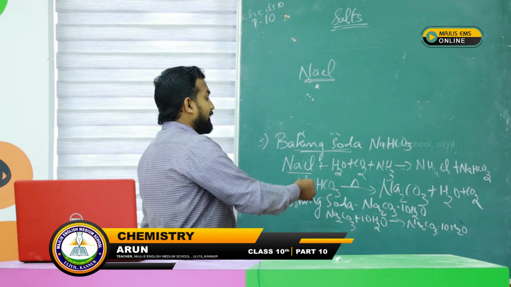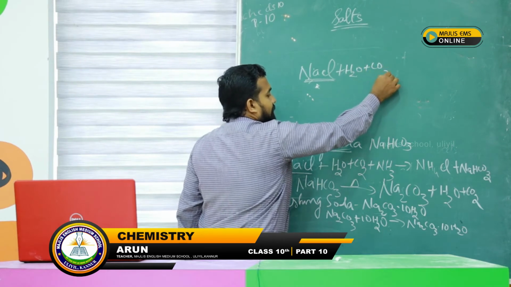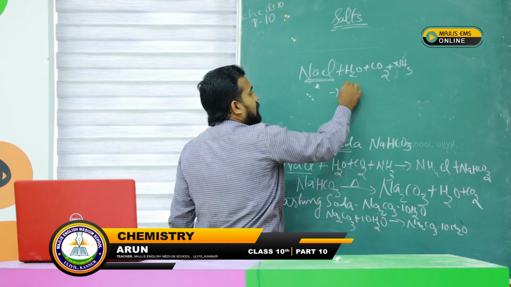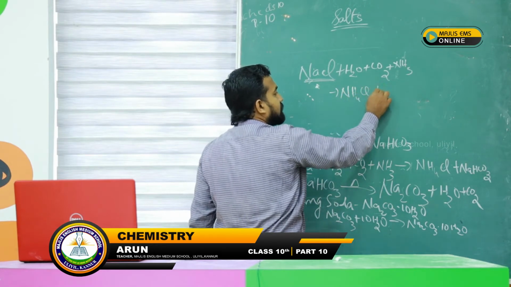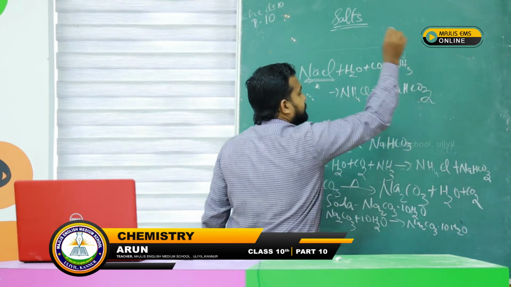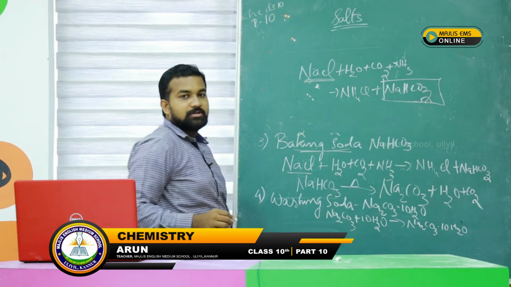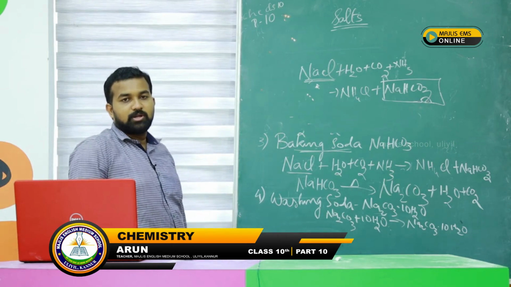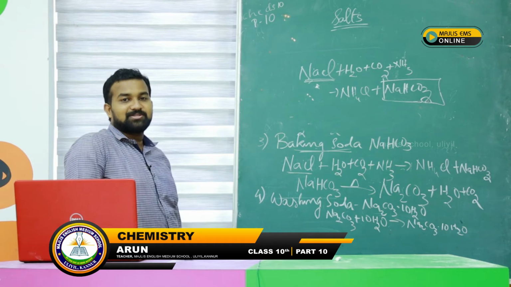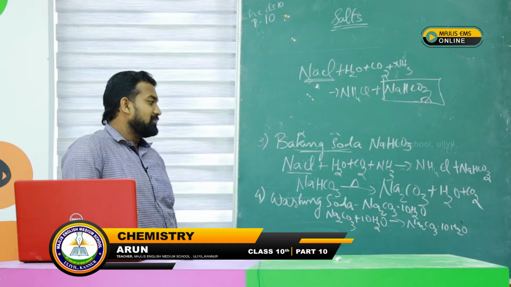So this sodium chloride, when it reacts with water, carbon dioxide and ammonia, we will get ammonium chloride plus sodium hydrogen carbonate, and this sodium hydrogen carbonate is the baking soda. The sodium hydrogen carbonate is the baking soda. Is that clear?